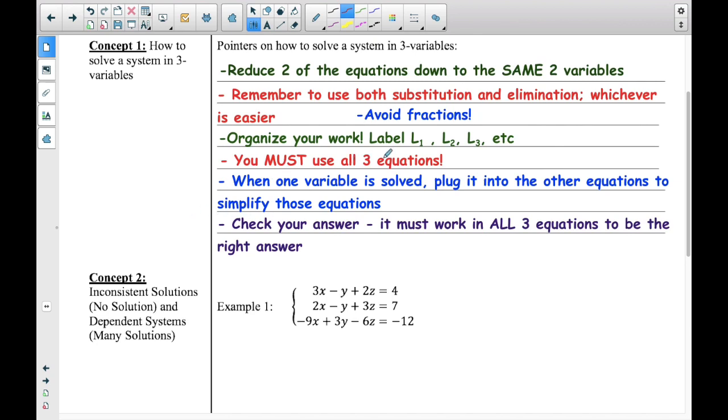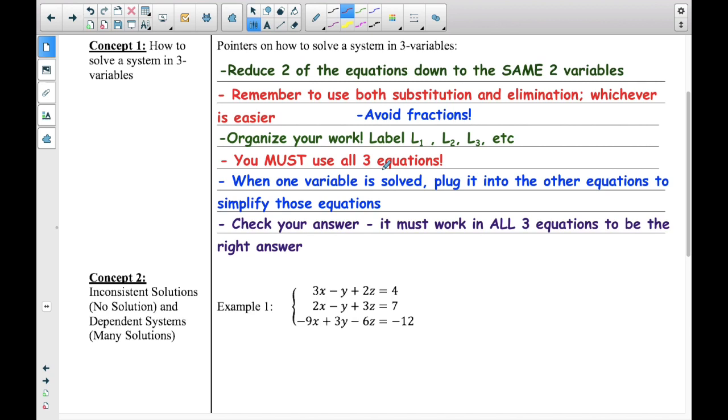Another thing is to organize your work. If you are not organizing your work, it's going to be difficult for you to go back and find where there is a mistake, if there is a mistake. If you have them labeled, then we can see what your work is and we can go from there and it makes it a lot easier. But make sure you're organizing your work.